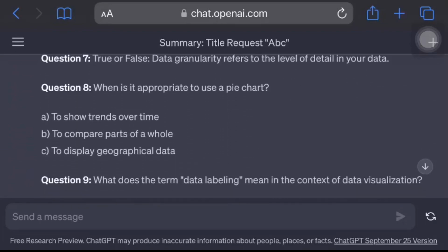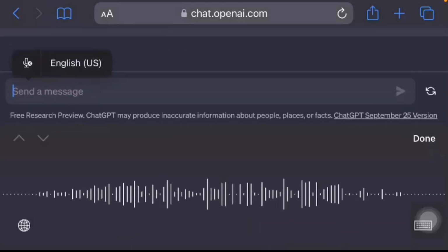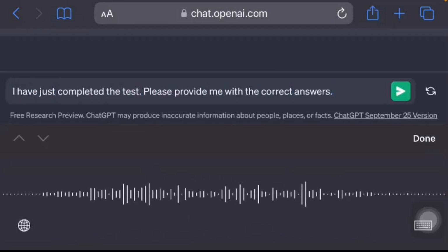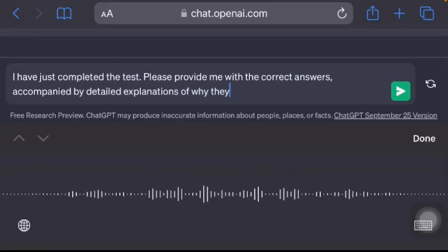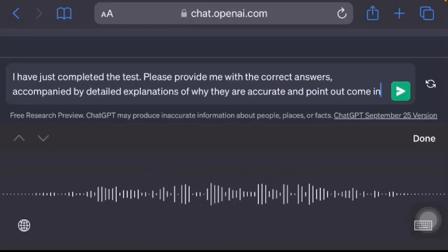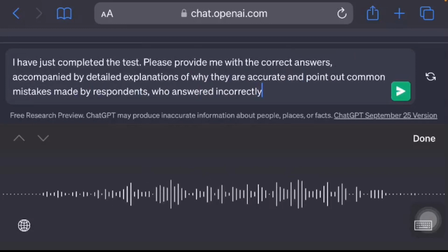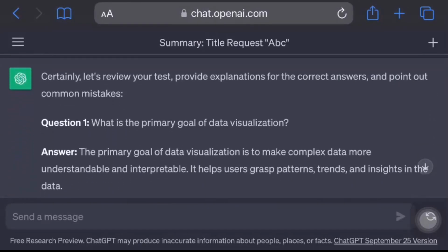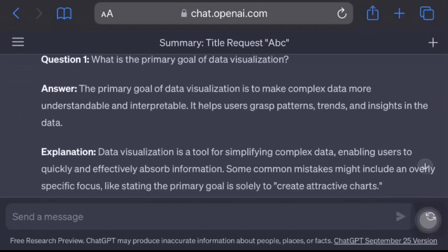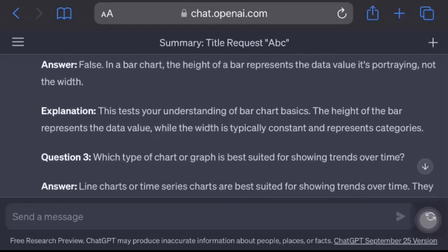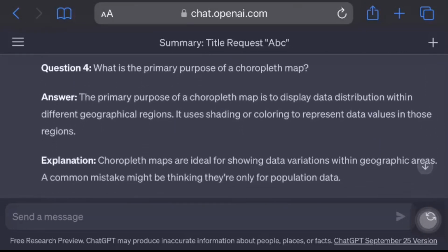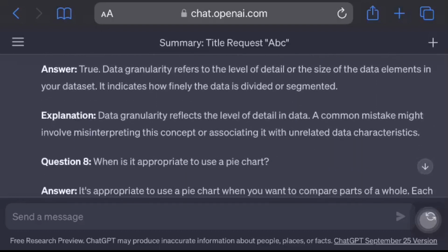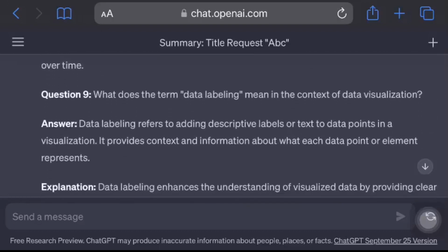After taking the test, follow up with this prompt. I have just completed the test. Please provide me with the correct answers, accompanied by detailed explanations of why they are accurate, and point out common mistakes made by respondents who answer incorrectly. You are not just seeking a detailed thought process behind the correct answers. You are also evaluating where you might stumble or where others might get tripped up. This process challenges you and introduces different perspectives you might not have considered.